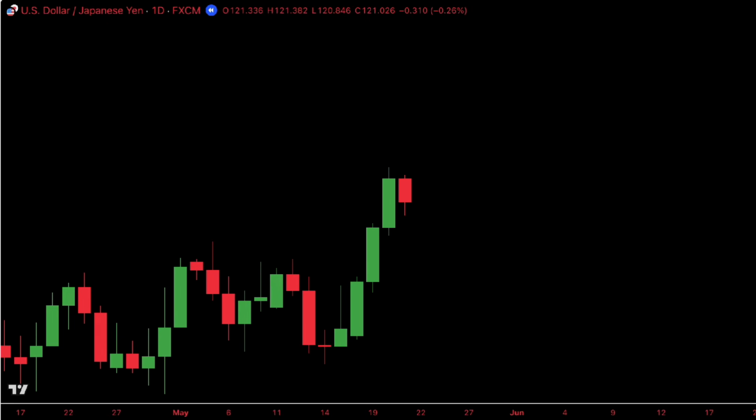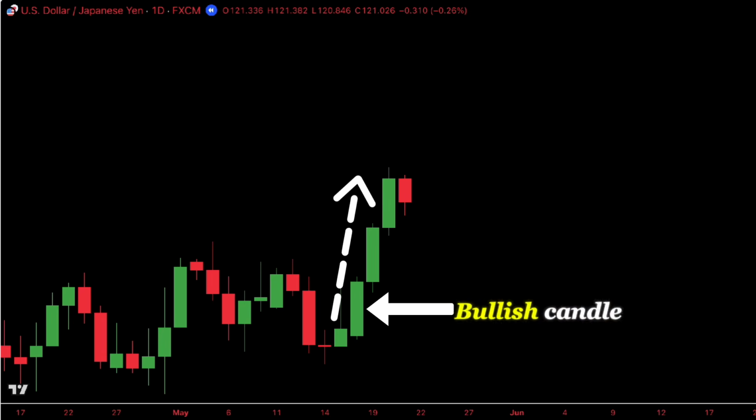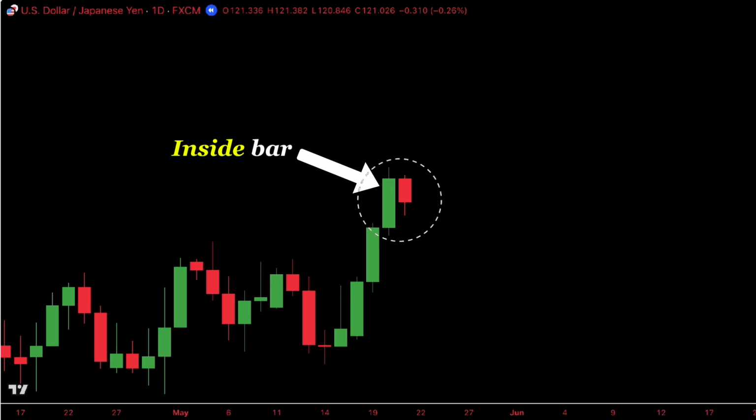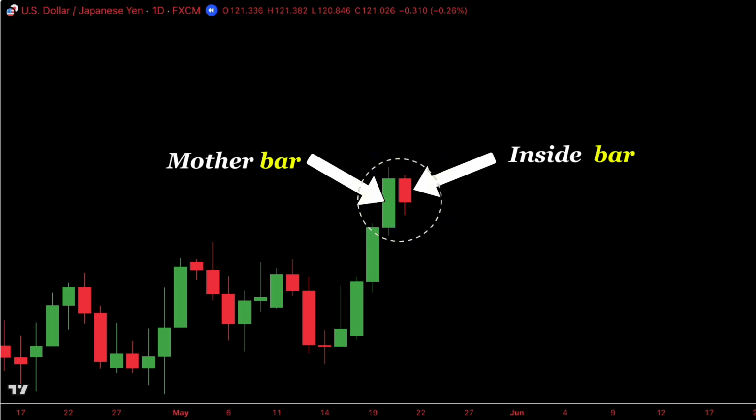Look at this chart example. As you can see, the market starts moving up. We have a bullish candle here, followed by another bullish candle, and then a third bullish candle. So at this point, buyers are clearly in control of the market, pushing the price higher. But then, an inside bar pattern forms. We have the mother bar here, followed by this smaller candle that forms completely inside the range of the mother bar. The formation of the inside bar tells us that the market has entered a phase of indecision.